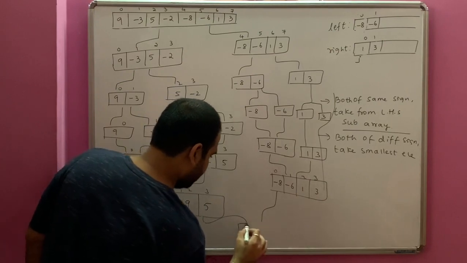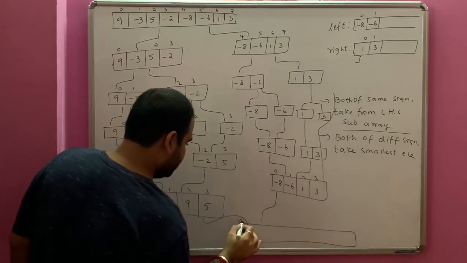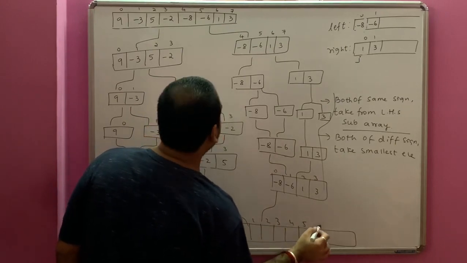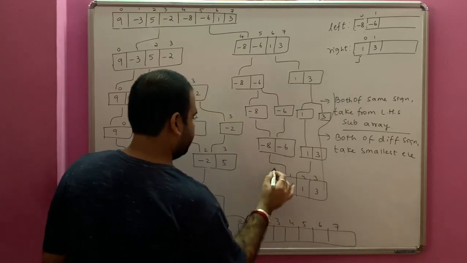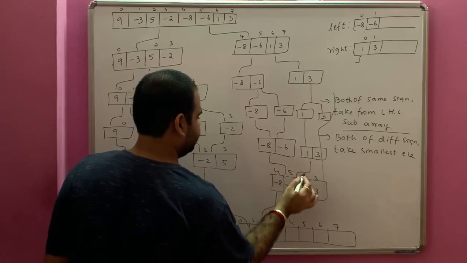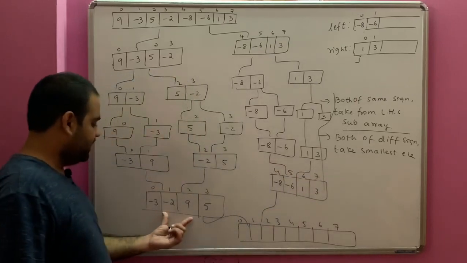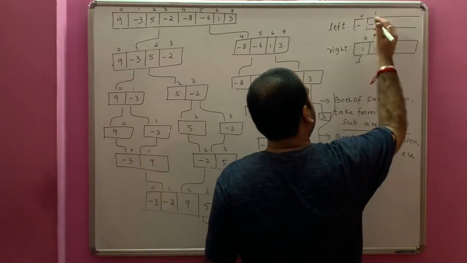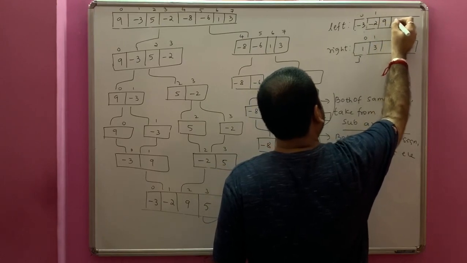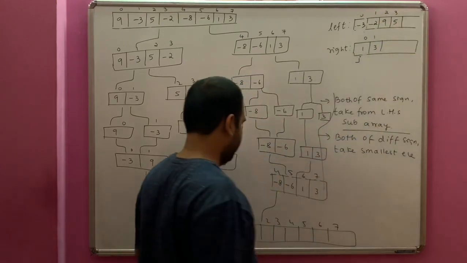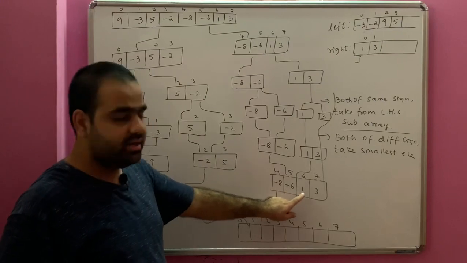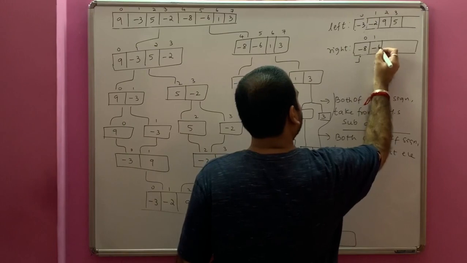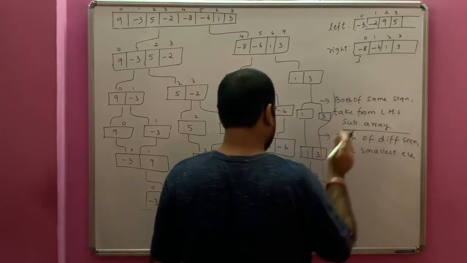Okay, let's see how the merge happens, and the final result will look like 0, 1, 2, 3, 4, 5, 6, 7. I'm sorry, it is 4, 5, 6, 7. My mistake. Okay. Now what is the LHS subarray? -3, -2, 9, 5. Let me write over here. -3, -2, 9 and 5. And what is the RHS subarray? -8, -6, 1, 3. Okay.